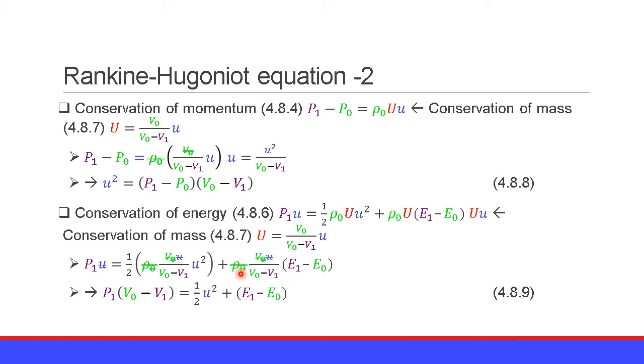And again, rho 0 and V0 are reciprocals of each other. They cancel here and here, and all terms have a factor u, so they cancel. As a result, P1 times V0 minus V1 is equal to 1 over 2 u squared plus E1 minus E0. Equation 4.8.9.